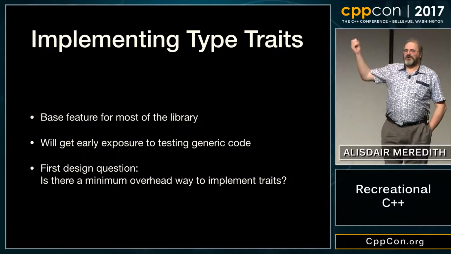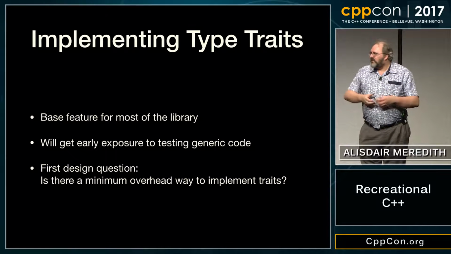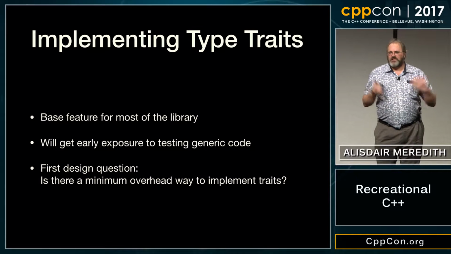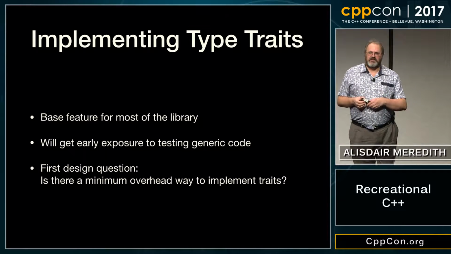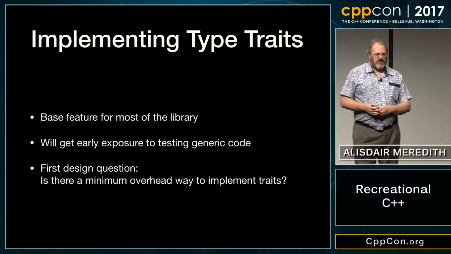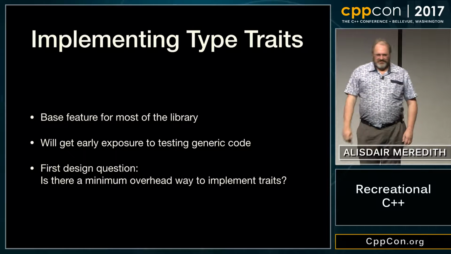Implementing the type traits. Who figured this would be first? We start with type traits because the vast majority of the library, when you're implementing templates, is going to query a trait at some point or somewhere in that implementation. So this is really the ground level of the standard library. It will give us early exposure to testing our traits.